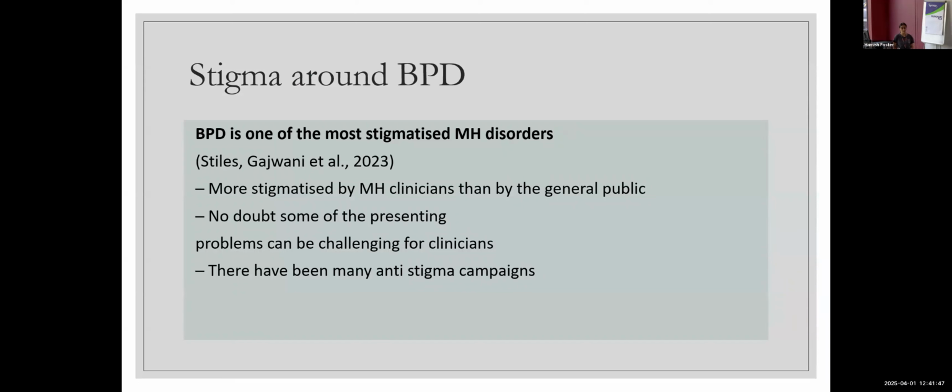BPD is associated with stigma, not just within the self, but structurally, publicly, systemically, and that really affects people receiving care and an appropriate diagnosis. So there's a delay in diagnosis, and often actually a misdiagnosis or labeling with other conditions. And what that does sometimes is not providing appropriate care at the right time.